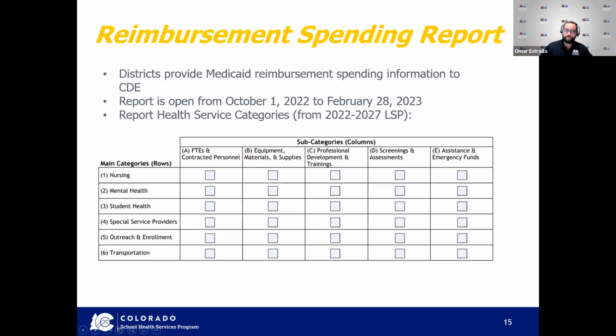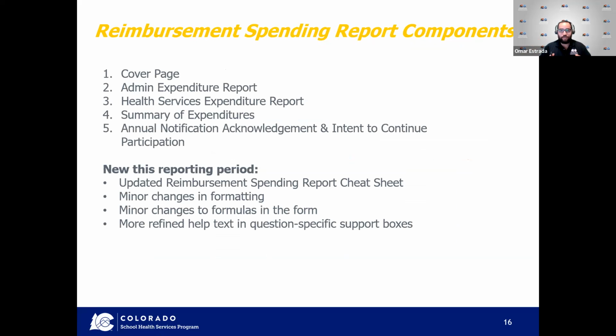Next slide. The reimbursement spending report itself, the outline is on that screen here. So the first is just a cover page, which is just the name of your district or BOCES and contact info for your coordinator, just to make sure that we update our information on our side.